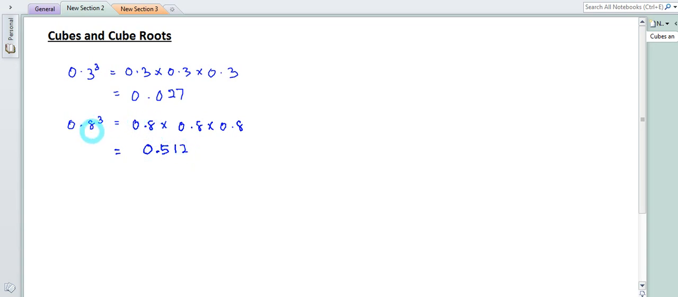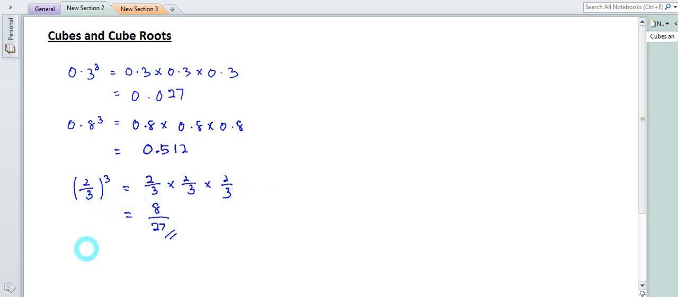Sometimes if the number is not really big, you can just calculate mentally without using your calculator. Okay, now we go to fractions. If you have 2 over 3 raised to the power of 3, cube, this means 2 over 3 times 2 over 3 times 2 over 3. The multiplication of fractions should be no problem, right? 2 times 2 times 2, you will get 8. 3 times 3 times 3, you get 27. Okay, so this is the answer.